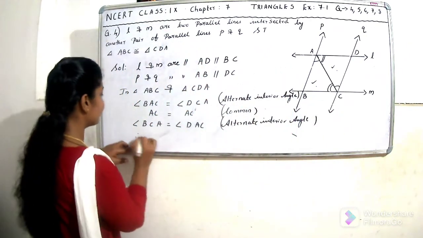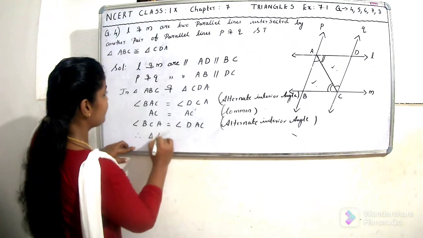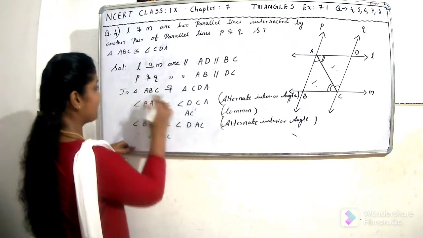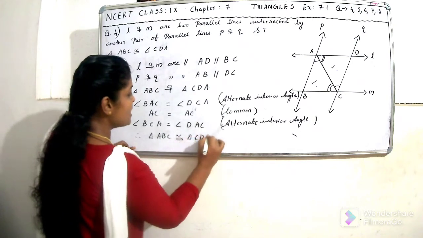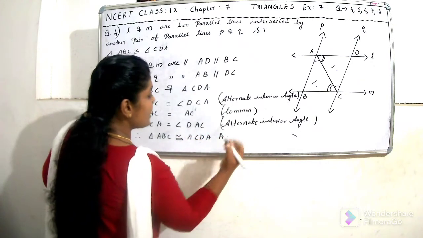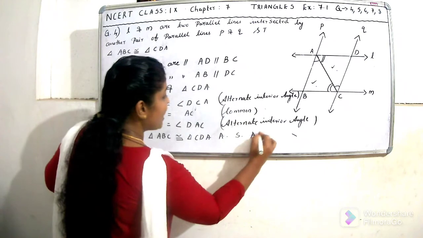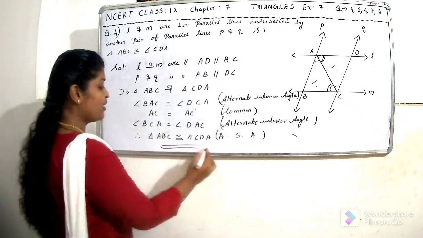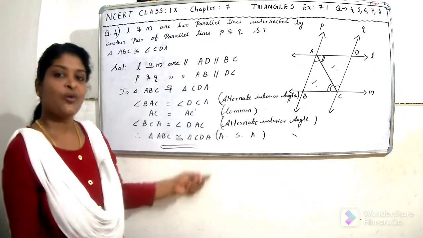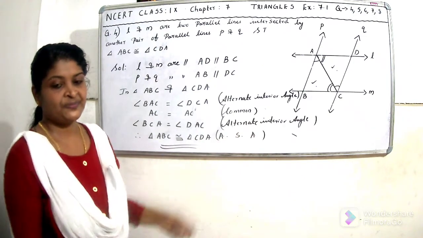So therefore triangle ABC is congruent to triangle CDA by angle, side, angle criteria. Hence we proved. Okay. Now move on to the fifth question.